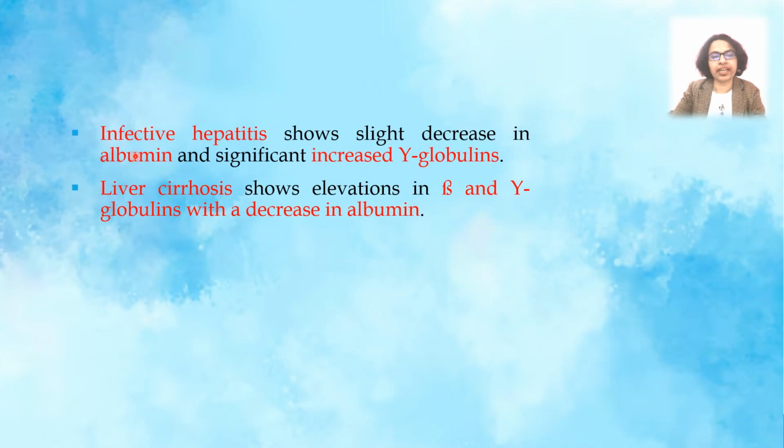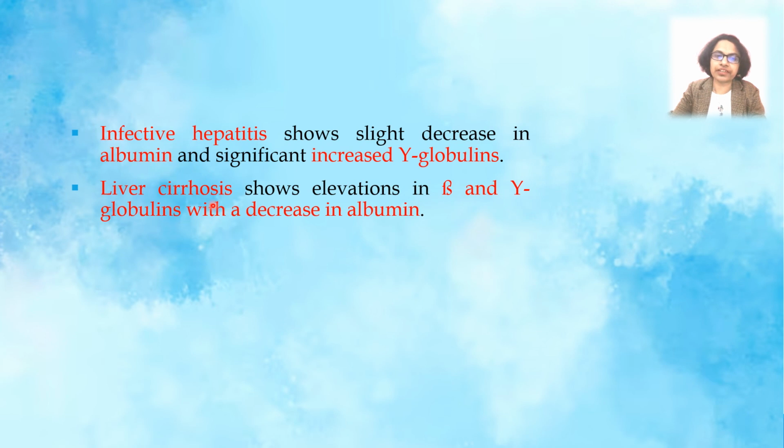So what are they? Infective hepatitis. Hepatitis is inflammation of the liver. Infective hepatitis shows a slight decrease in albumin and a significant increase in gamma globulin. If your patient is suffering with infective hepatitis, what kind of abnormal electrophoretic pattern can be detected? We can notice a slight decrease in albumin and a significant increase in gamma globulin.